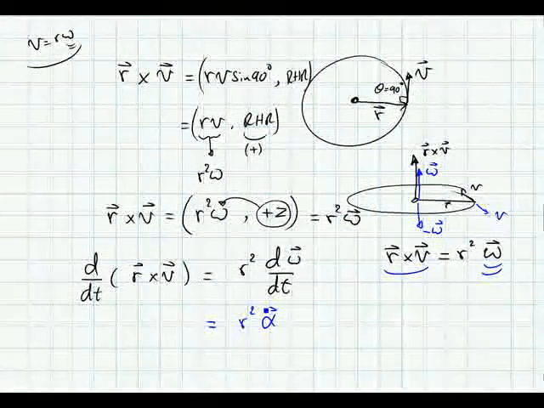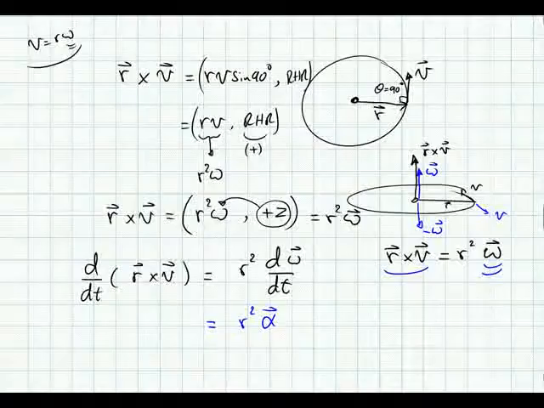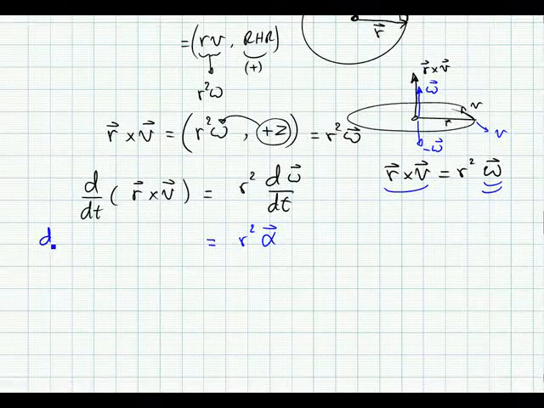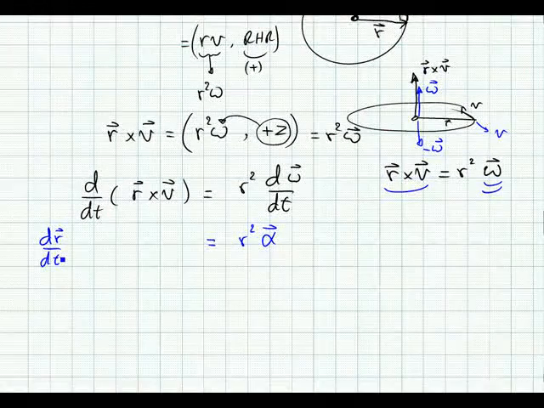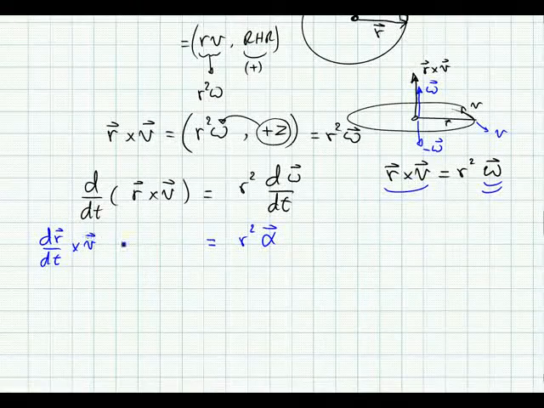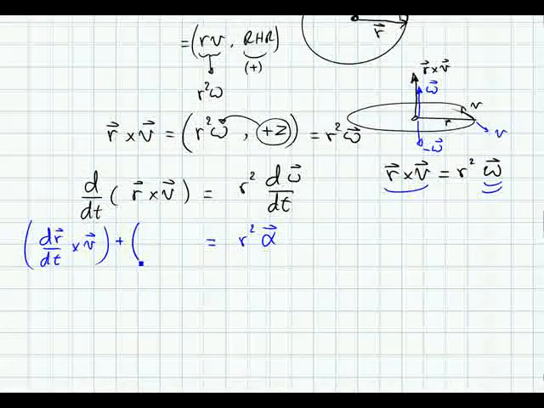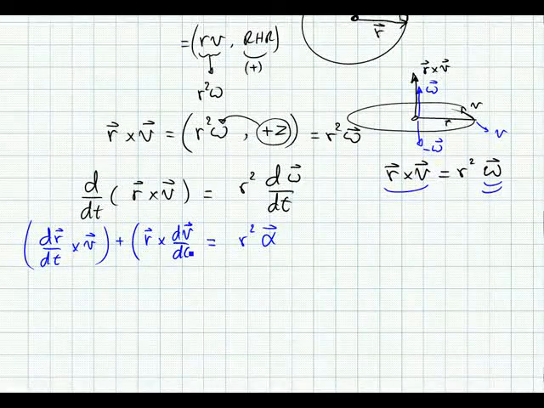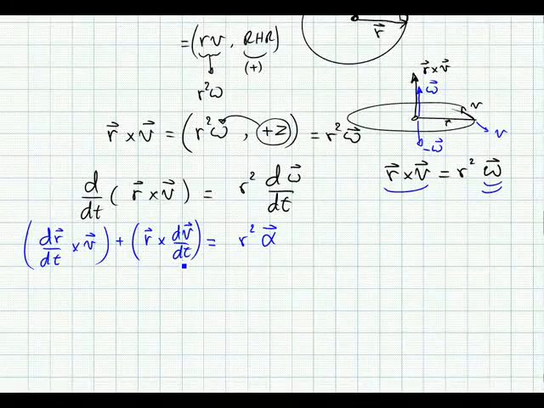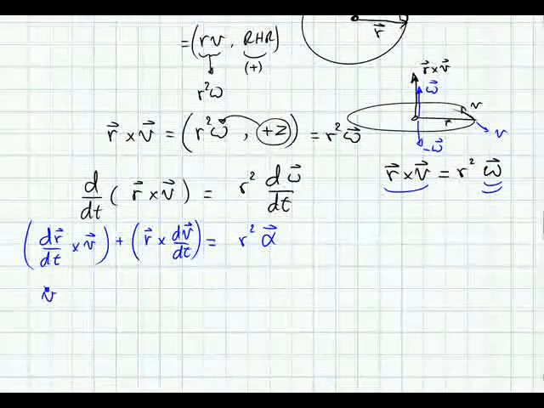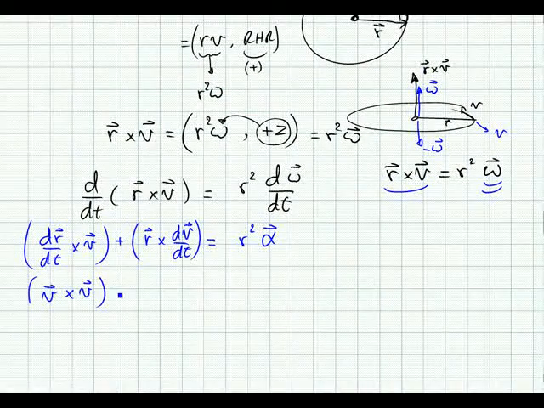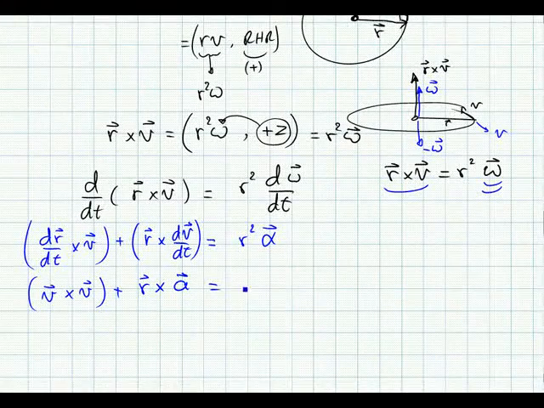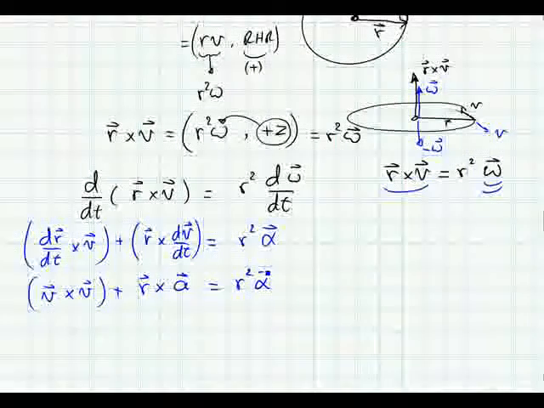Alright, and the derivative of the left hand side is dr dt crossed with v plus r crossed with dv dt. Now dr dt is v, so we end up with v cross v plus r crossed with a, since dv dt is a, and that is equal to R squared alpha.